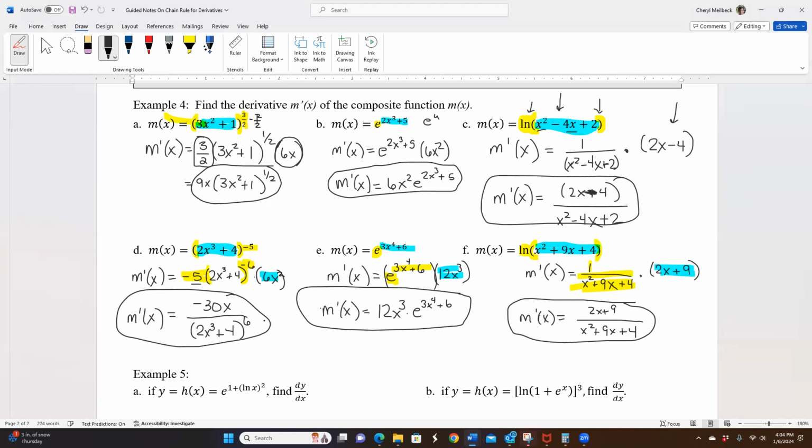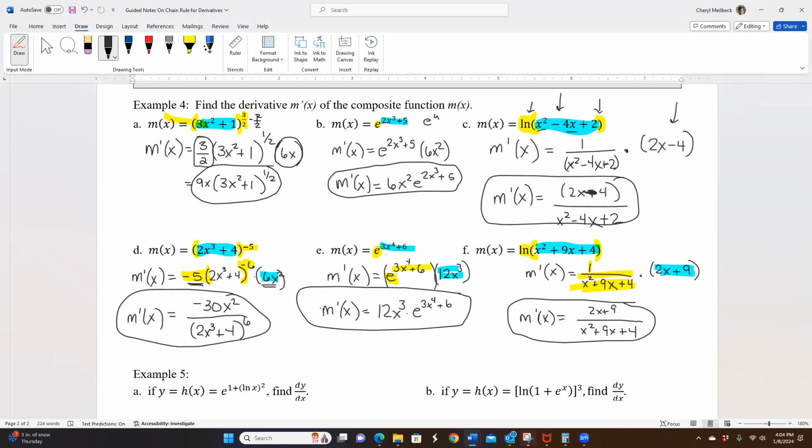Now we have a negative 5 and a 6x squared, which will remain in the numerator as they are. So negative 5 times 6x squared is a negative 30x squared. And this 2x cubed plus 4 is to the negative 6 power, so we're in good shape if we throw that in the denominator and put it as the 6th power. So that becomes our derivative.